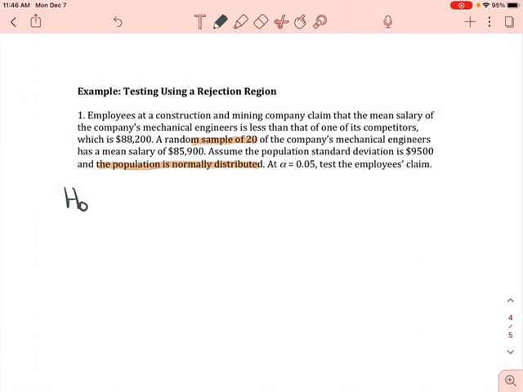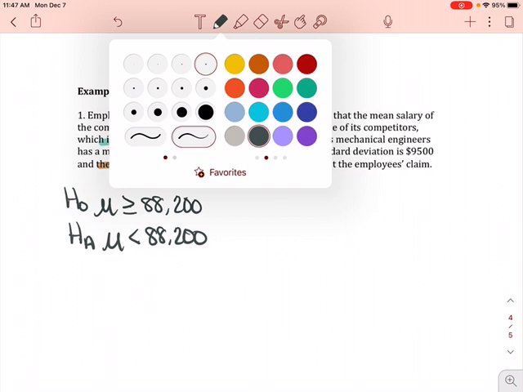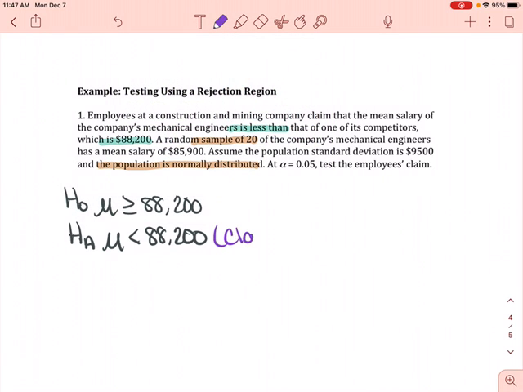So let's start with our H sub O and our H sub A. Again, we want to look in our problem and decide, what are we testing? We want to say, is it less than 88,200? So less than 88,200 puts it into H sub A. It makes H sub O greater than or equal to. And our claim is H sub A.